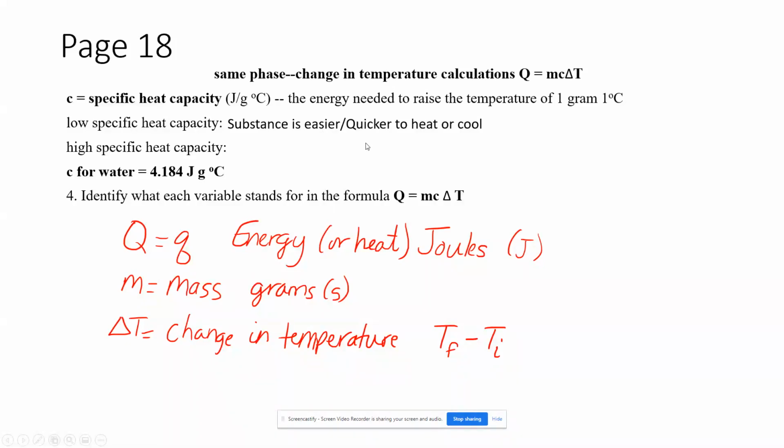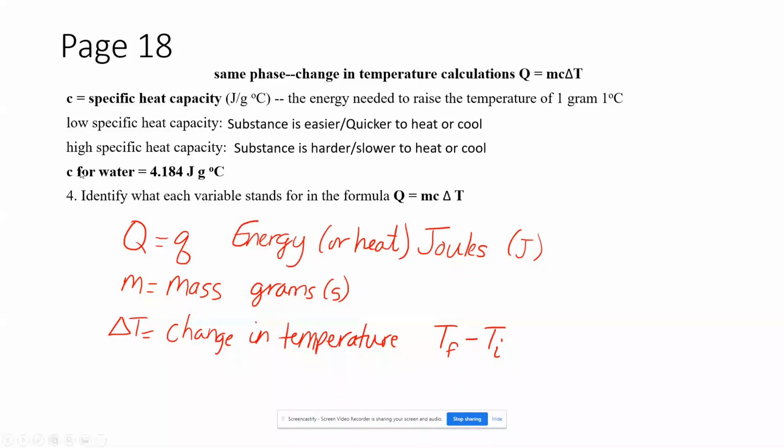That's probably not a good English word. Sorry, it's the end of the year. To heat or to cool. Now, if something has a high specific heat, that means it's harder, or it's going to be slower. That should be faster instead of quicker. Okay, just make the change. You know I don't teach English, but that doesn't mean it's not important.